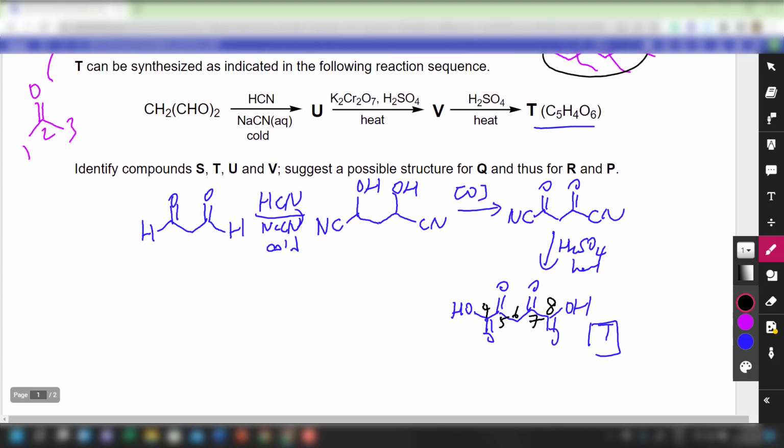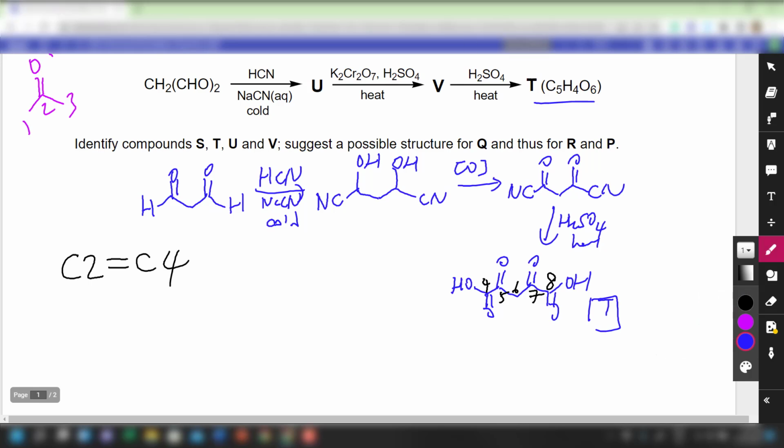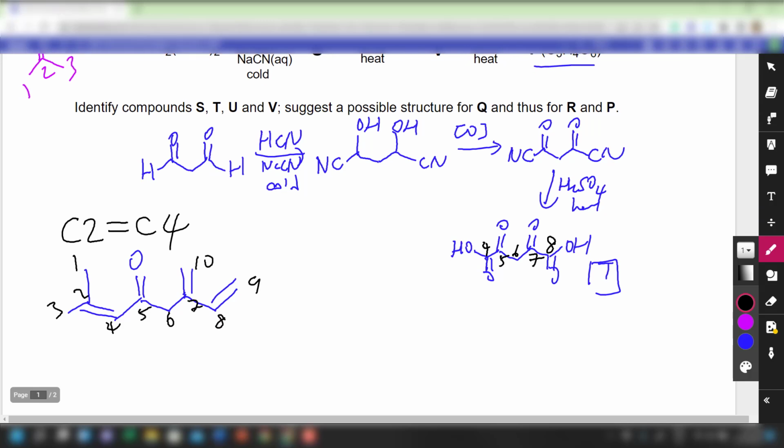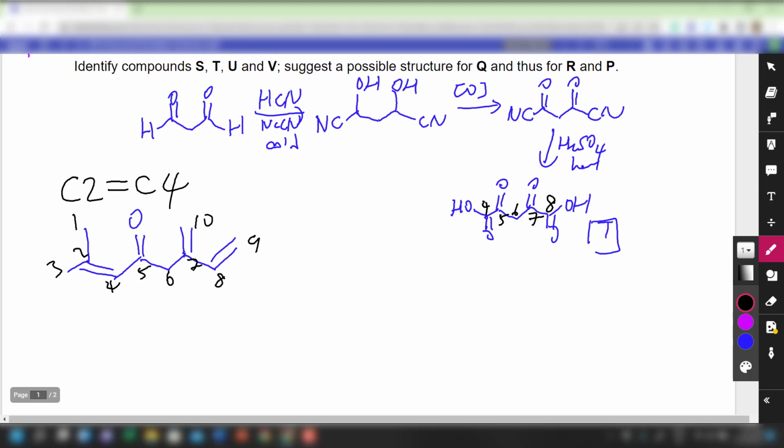With that, we'll do the same thing as what we did for elucidation exercise 3. So we just mix and match. So we have C2 and maybe C4. If we have C2 and C4, this is what we're going to get. And then maybe the ketone is here, and then I'm going to get a double bond here and a double bond here. If I number the carbon, that will be 1, 2, 3, and then 4, 5, 6, 7, 8, and then 9 and 10. So this is one potential structure for Q. So I'll just call it Q1.